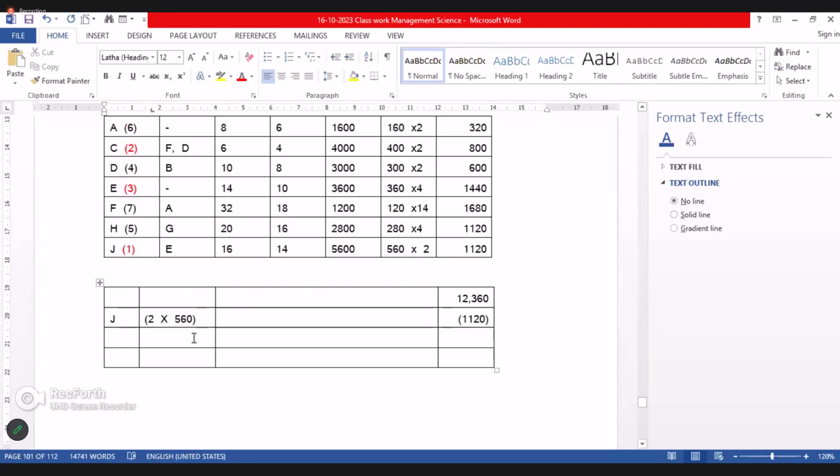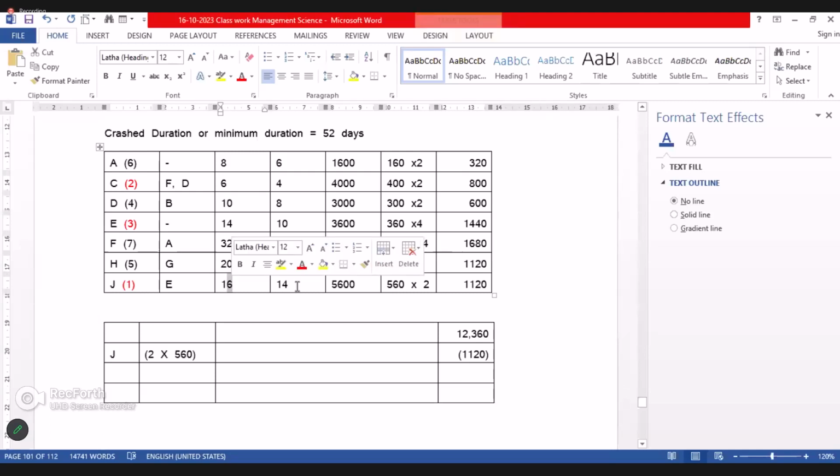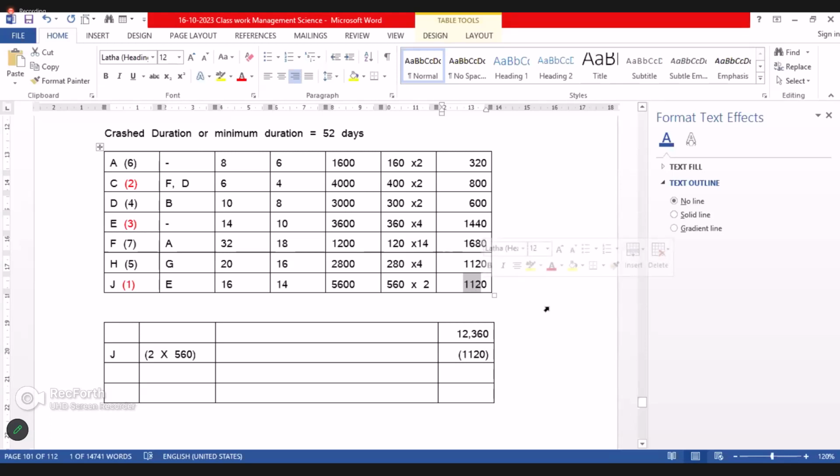So the J, now you see that J, 16 days normal duration, make it 14 days, there are 2 days. The cost is increased, right? 1,120.